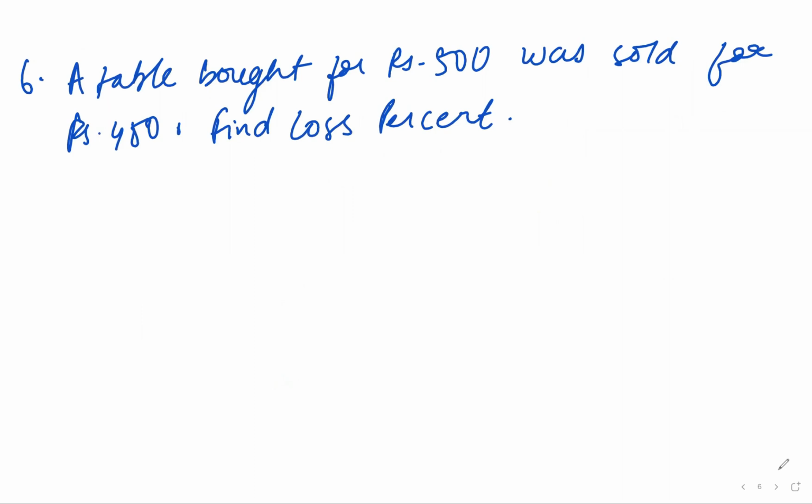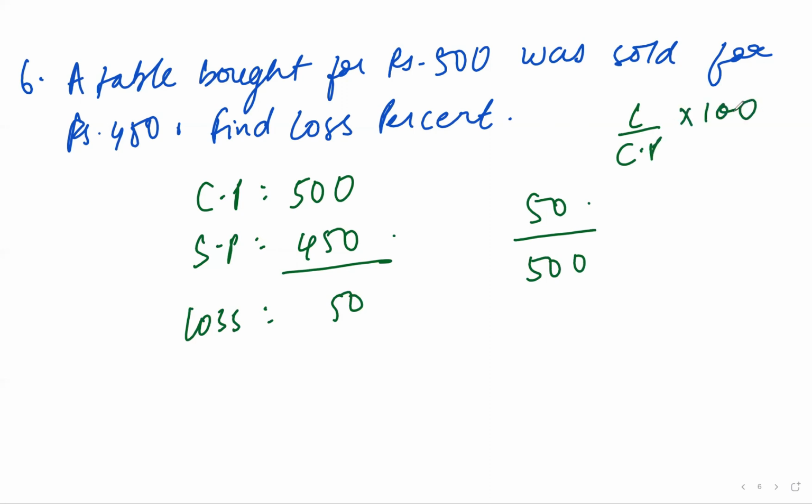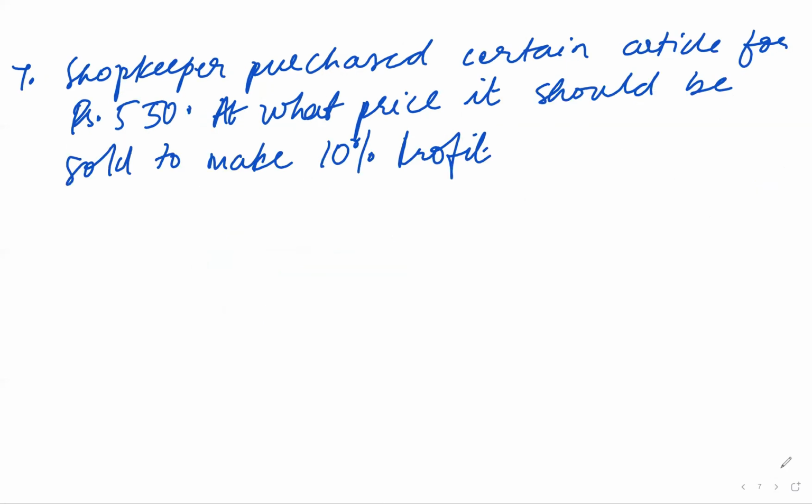Next, a table bought for rupees 500, sold for rupees 450. Whenever selling price is less, it is a loss. So loss over cost price, formula is loss over cost price into 100. So loss over cost price into 100. So what is my loss percent? It is 10%.